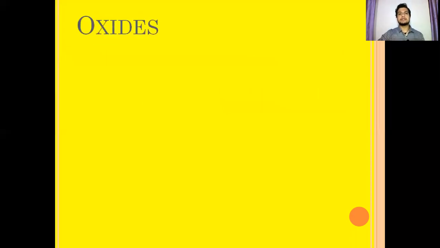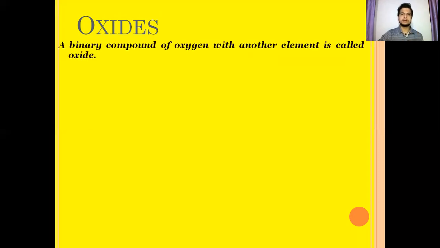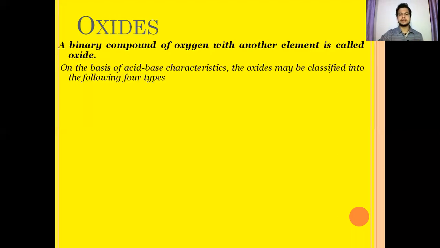Now finally coming to the oxides. What do we mean when we say oxides? Remember that an oxide is nothing but a binary compound of any element, whether it is a metal, non-metal, or metalloid, with oxygen. So if any metal, non-metal or metalloid reacts with oxygen and forms a compound, that compound is known as an oxide. Now oxides are classified basically into 4 types, based on their acidic and basic characteristics.